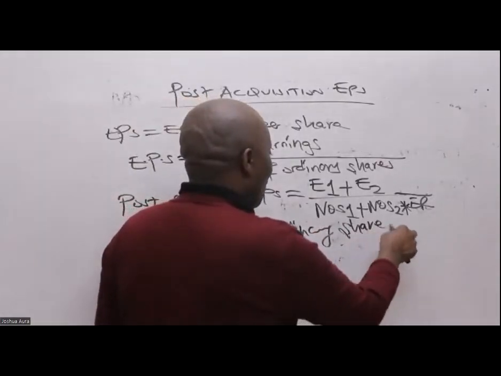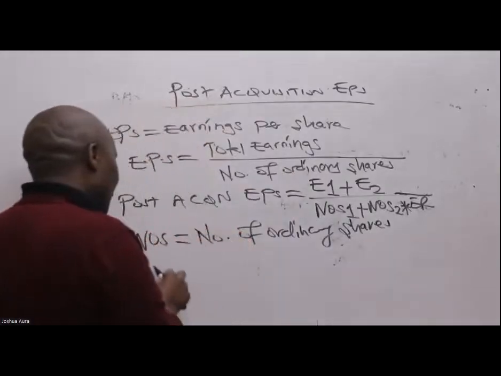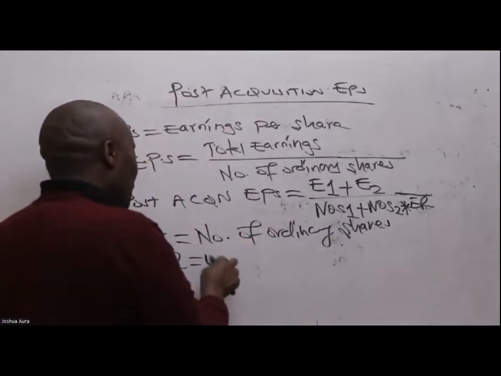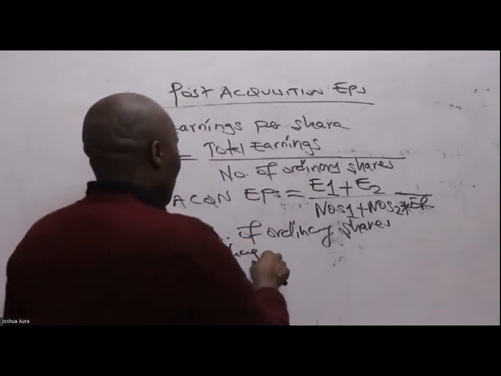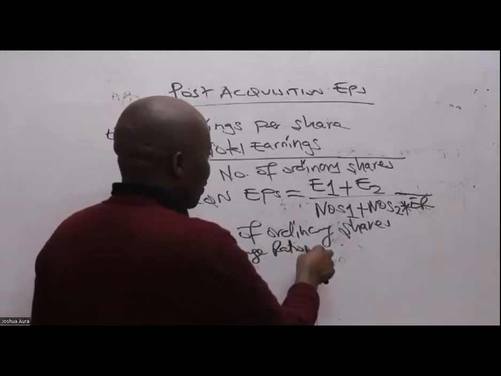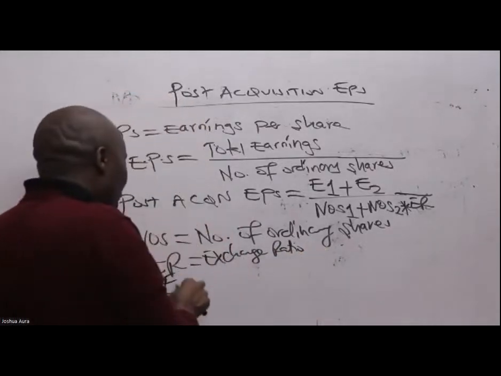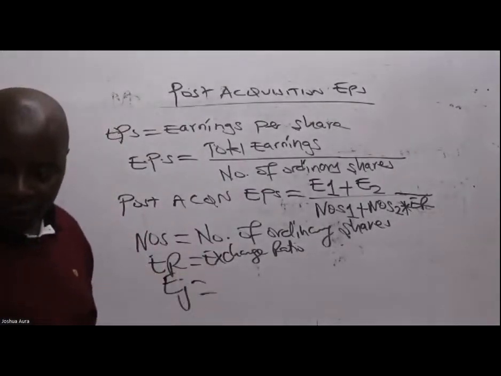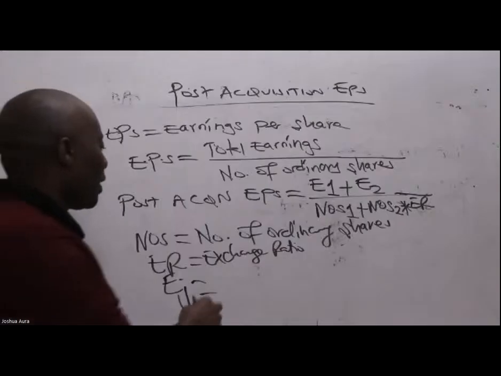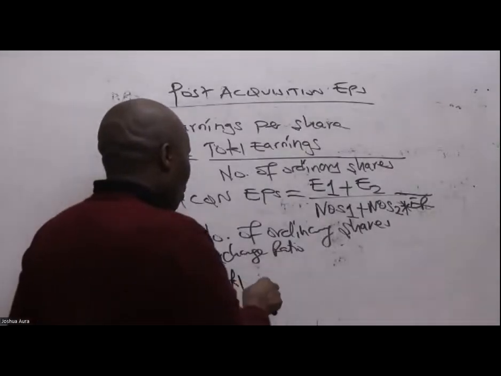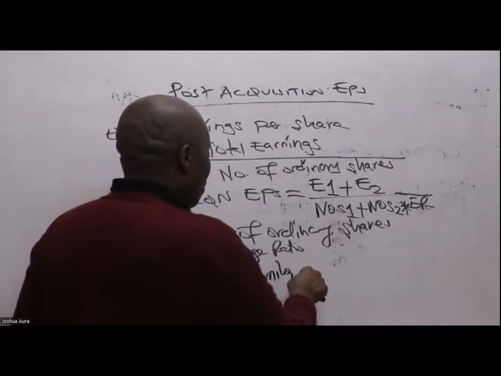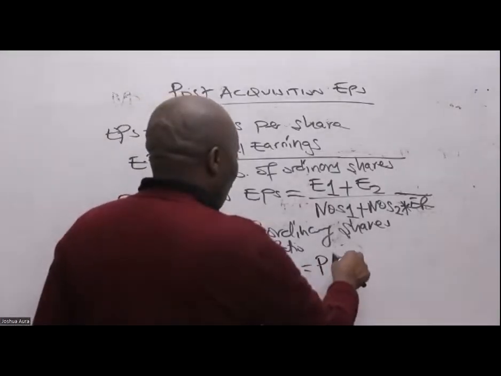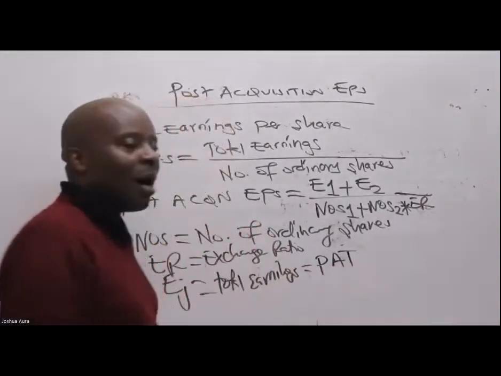So please don't forget that NOS stands for number of ordinary shares, and this ER stands for exchange ratio. And then we have EJ. J can be a number like E1, E2. So this EJ is the total earnings, and in our case, total earnings would always be the profit after tax.